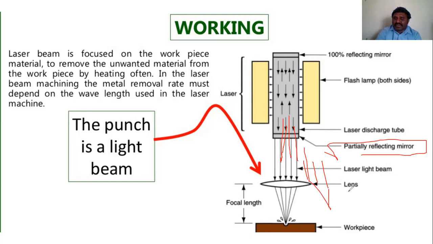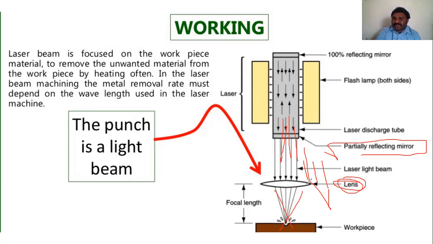Okay, so we are using a lens here. This is a very important lens. Whatever laser is discharged from the tube and reflected from the partially reflecting mirror strikes the lens and becomes a point here. So the focal length is very important.